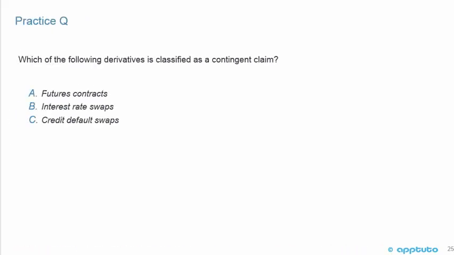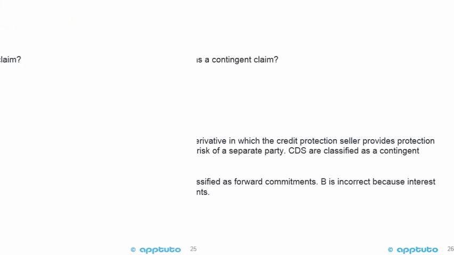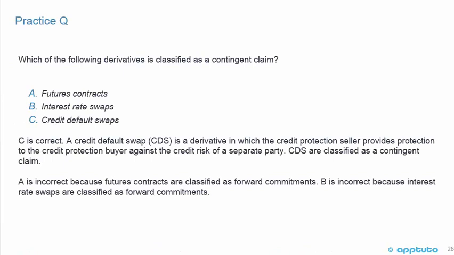So a quick practice question here to help consolidate our understanding. Which of the following derivatives is classified as a contingent claim? A, futures contract, B, interest rate swaps, or C, credit default swaps? Aha, this one was a little bit tricky. We know that options are a contingent claim, and now we've learned something new, that C is correct.